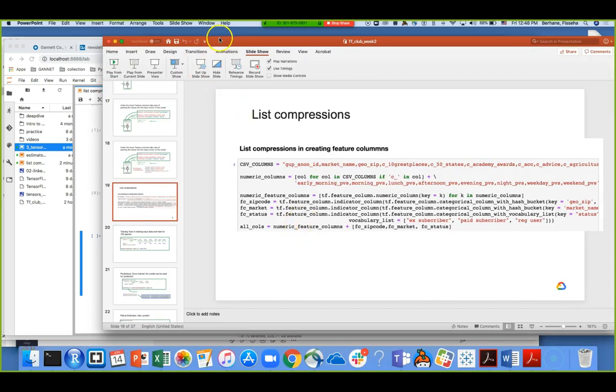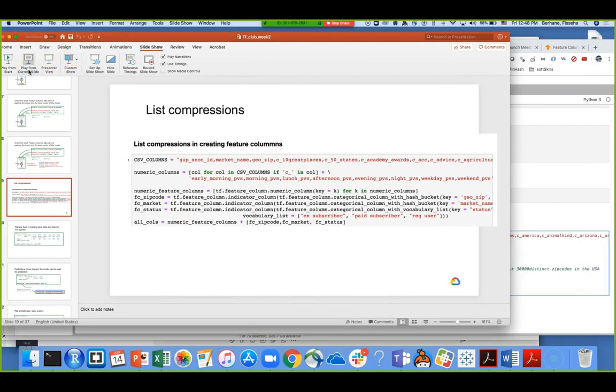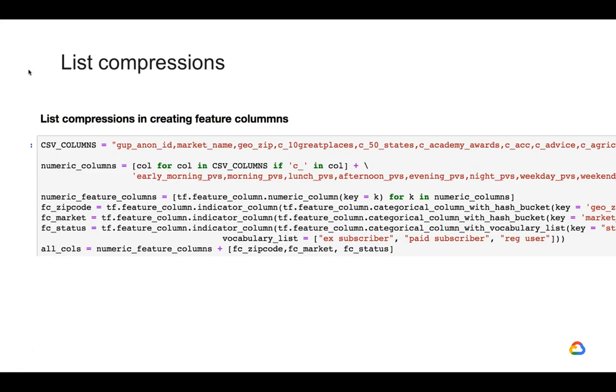Okay. So here, as I said, we have 397 memory columns, but we just wrote only one line to create the feature columns: tf.feature_column, memory column, key is k, for k in memory columns. So k is in this list. In this list, we have 397, and all of the feature columns we can create using this list comprehension.